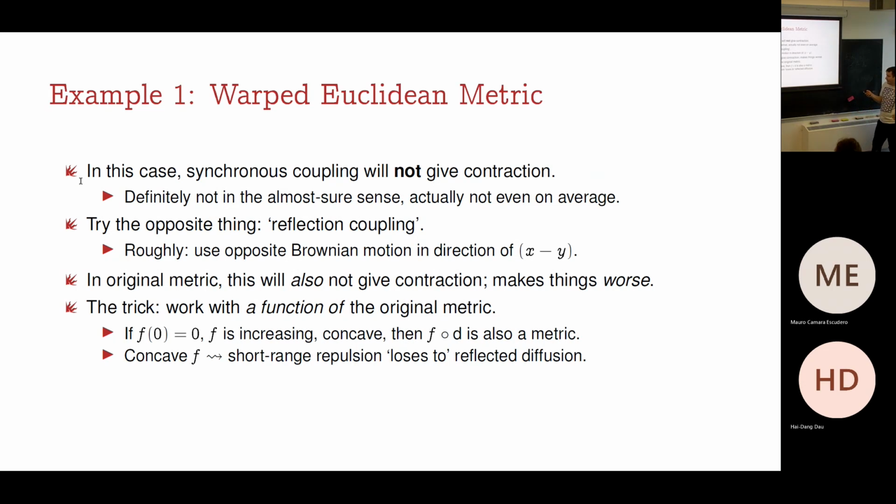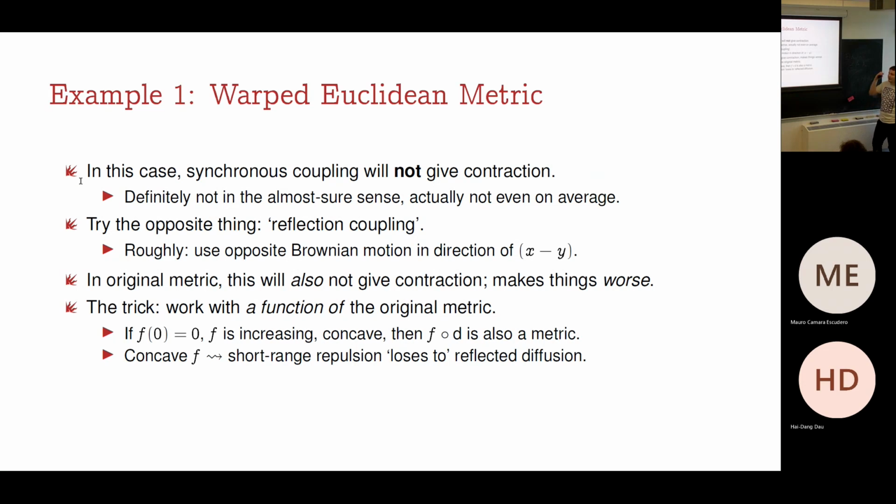Okay? And so, as I said before, if you take a function f which is 0 at 0, increasing and concave, so in my notes, I really just write f is blah, because that's always what I'm imagining, right? Composing that with a metric gives you a metric. And so the fact that it's concave means that this short-range repulsion that you may be dealing with will eventually lose out to the reflection in the diffusion somehow. Even though this could dominate if you had a synchronous coupling, it will eventually lose out with the reflection coupling because there's enough drift back towards 0 on the distances.